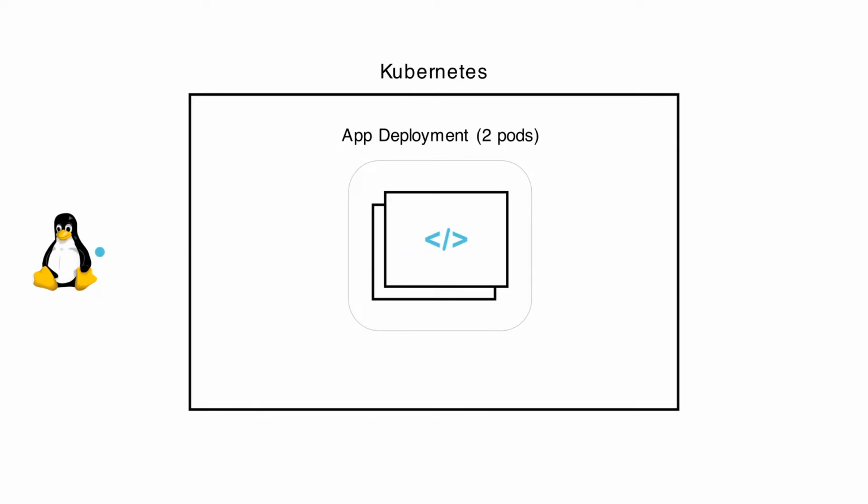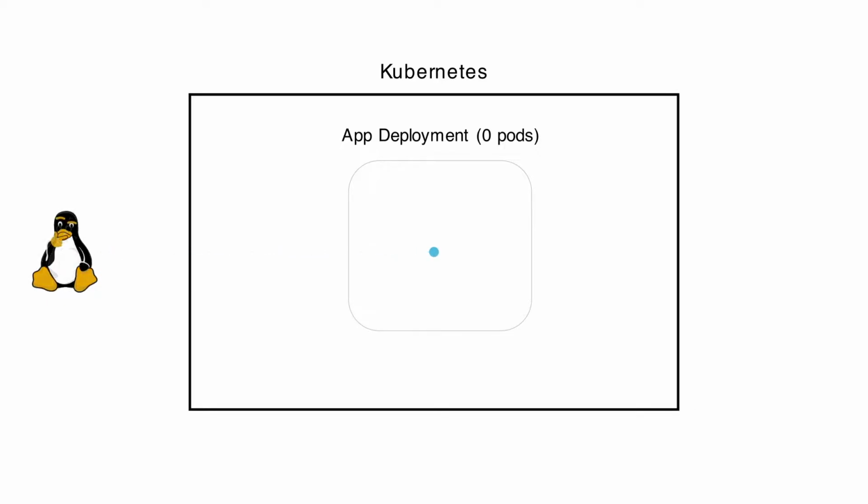Now, if an accident happens and the application goes down and Kubernetes is not able to recover the application, it negatively impacts the user experience because the application is no longer reachable. Let's see how k8gb can help here.